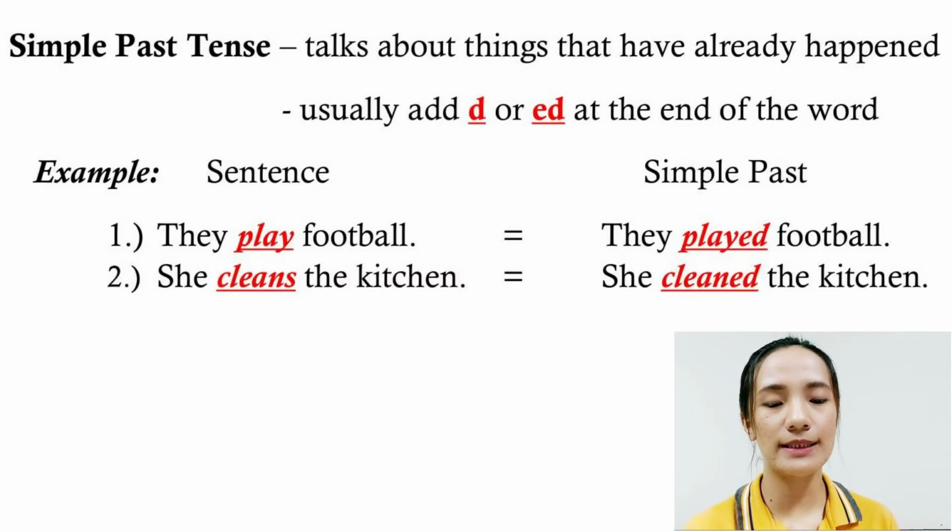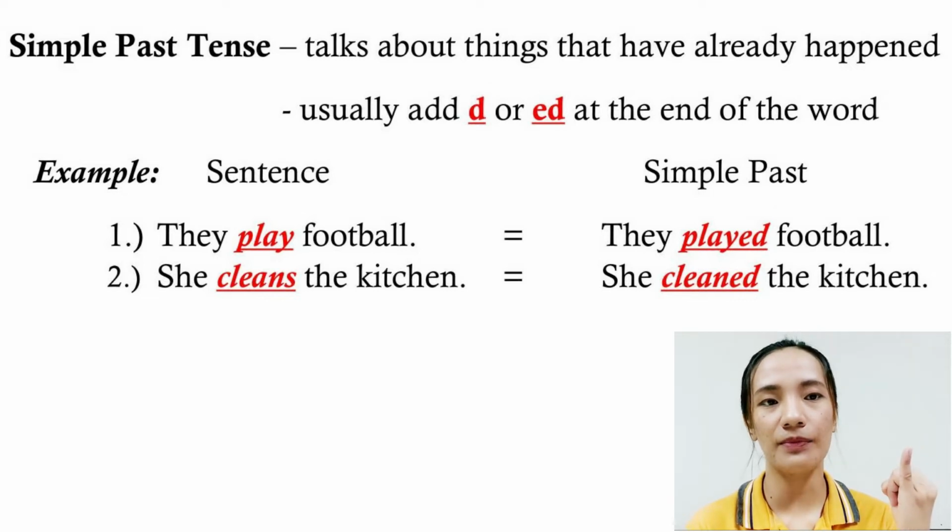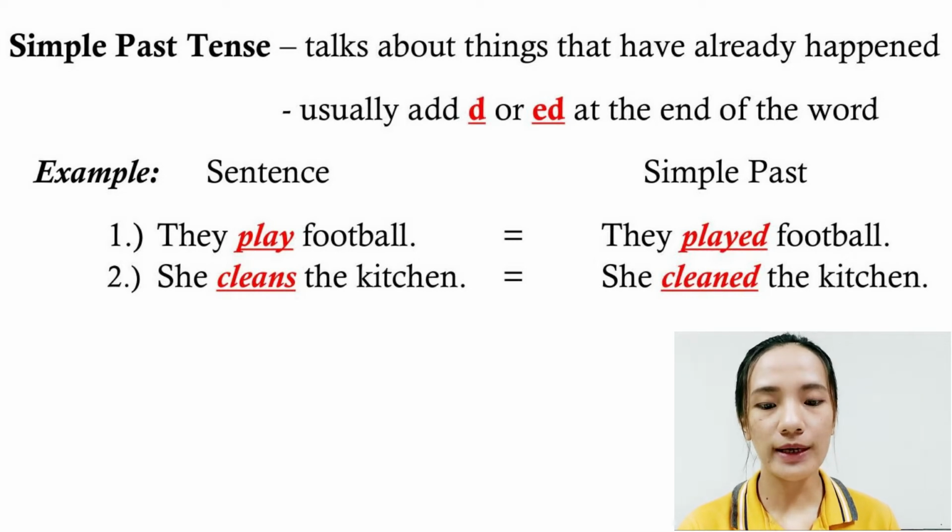Next one is simple past tense. Simple past tense talks about things that have already happened. So if we say that have already happened, we're talking about the past. Past like last time, last night, or yesterday, last week, last month, or last year. It usually adds D or ED at the end of the word.